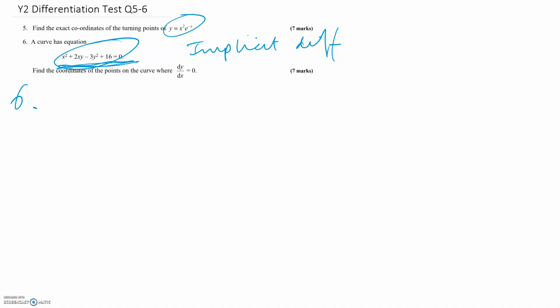So that means you are almost certainly going to need to use implicit differentiation if you're asked to find dy by dx. So let's do implicit differentiation then. I'll just write down the equation first of all. x squared plus 2xy minus 3y squared plus 16 equals 0.